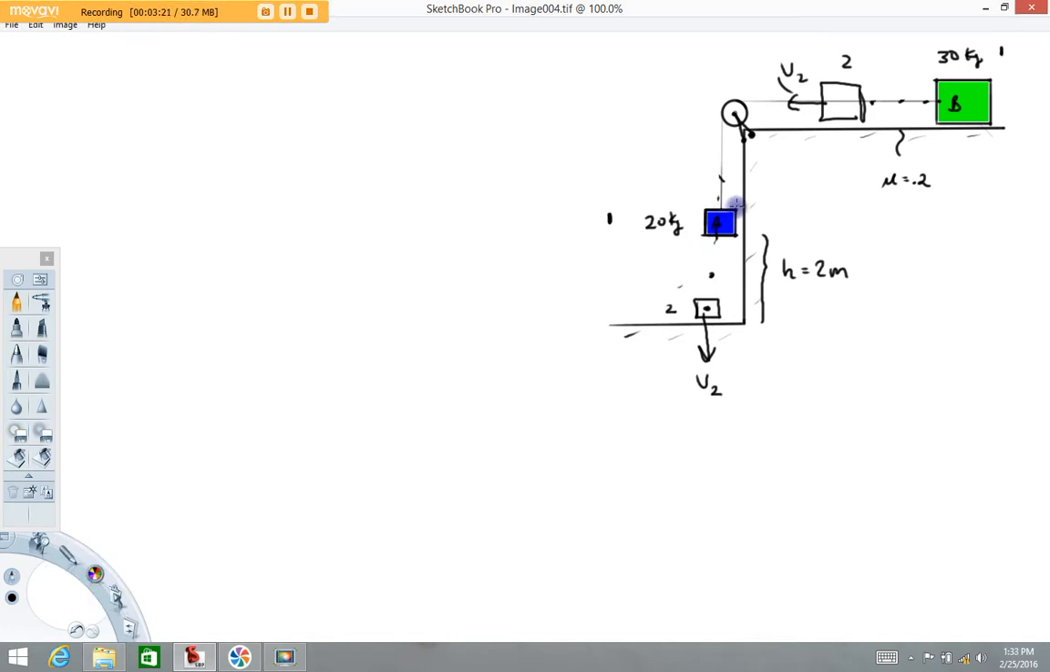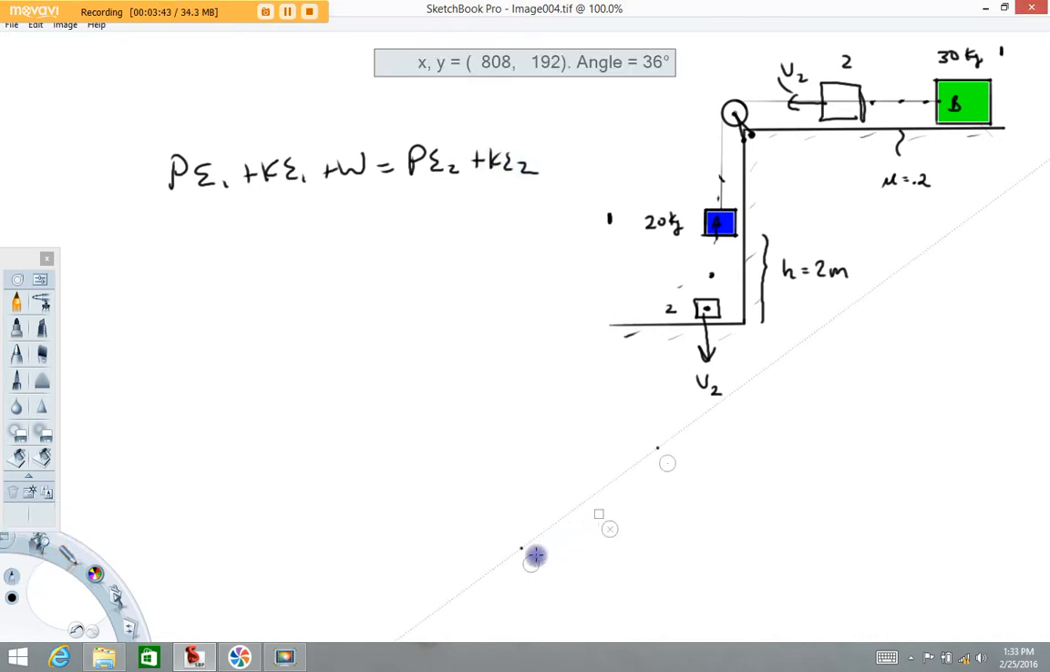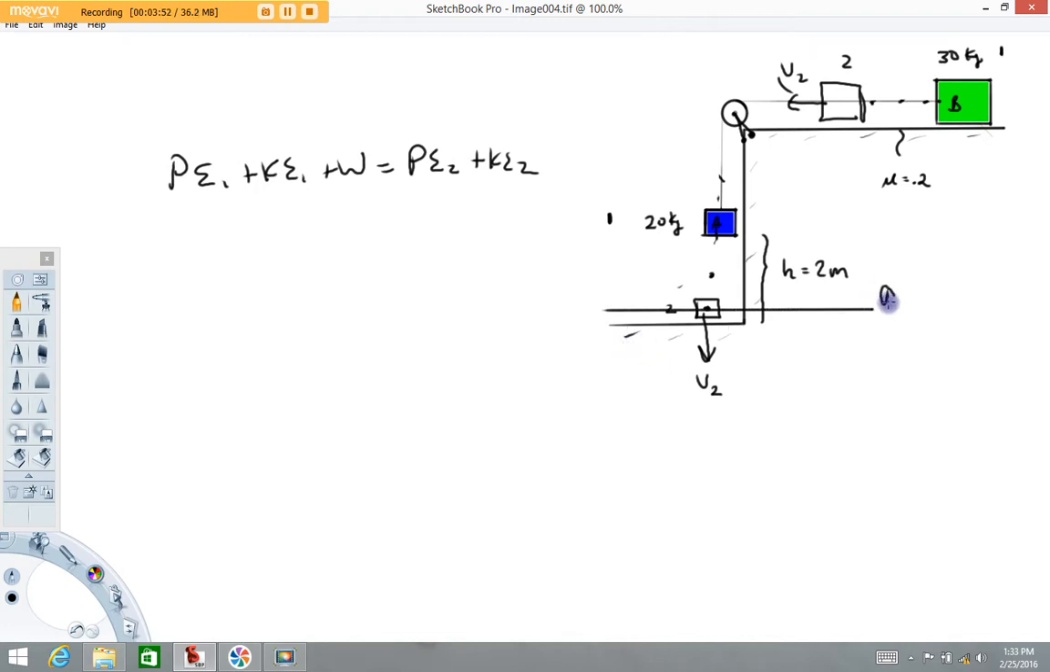I've defined my system at state 1 and at state 2. And now we're going to go ahead and write out the work-energy theorem. PE1 plus KE1 plus work equals PE2 plus KE2. I'm going to go ahead and define a datum. This would be a nice logical place to put a datum. So we're going to measure our potential energy with respect to that line.